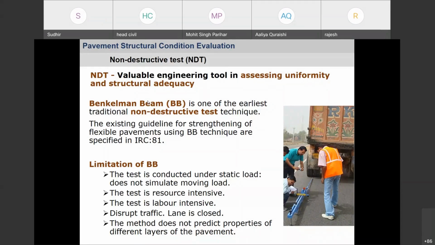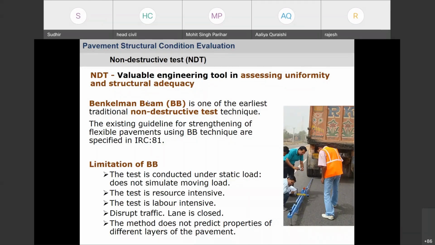Another limitation of Benkelman beam is that it is resource intensive, it's labor intensive. You require a truck with certain load. There is a requirement about tire pressure. Also you need people, you need a driver, you need a helper, you need a skilled person to perform the test. So it's resource and labor intensive. Also, since it involves a truck, it disrupts traffic, the lane has to be closed.